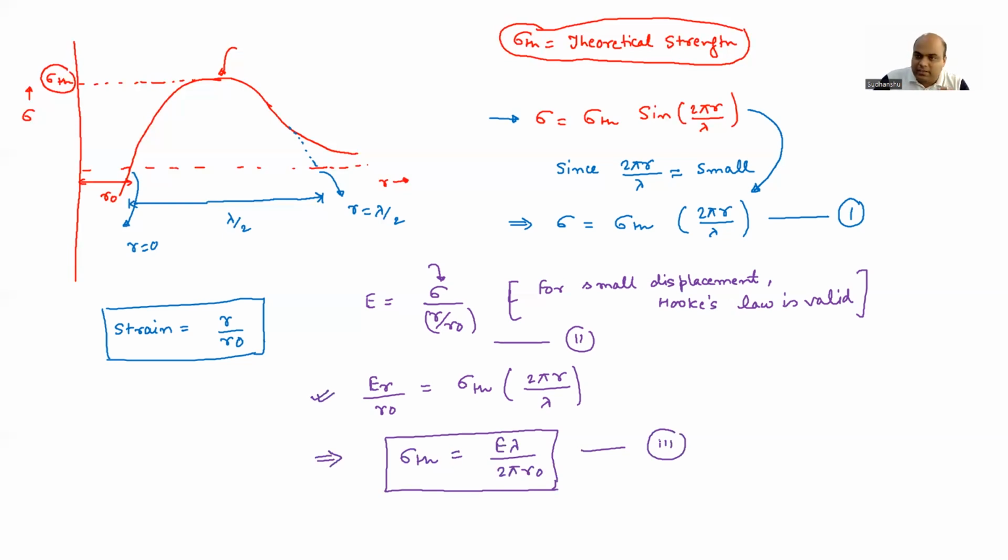Now, in general, this λ, the amplitude of the sinusoidal curve that we have assumed. Again, remember, these are all approximations we have made. So this λ is in the order of r₀. Again, one approximation we are adding now. So in general, λ is in the order of r₀.